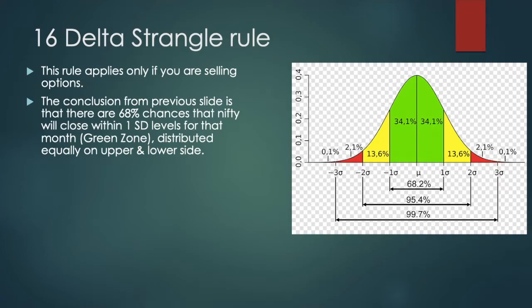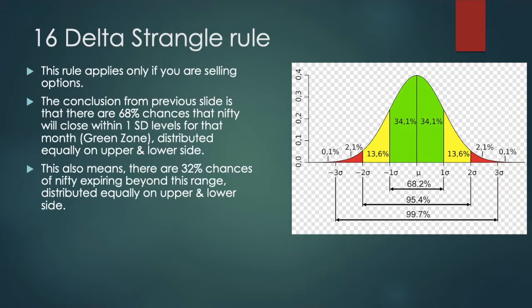If we flip this rule, it also means there are 32% chances of Nifty expiring beyond this range. Of course, if there are 68% chances that Nifty will close within this range, there are 32% chances that Nifty may expire beyond this range. So let's understand this as an option chain. If the current price is in the middle, on the right side there are call options, and on the left side there are put options.